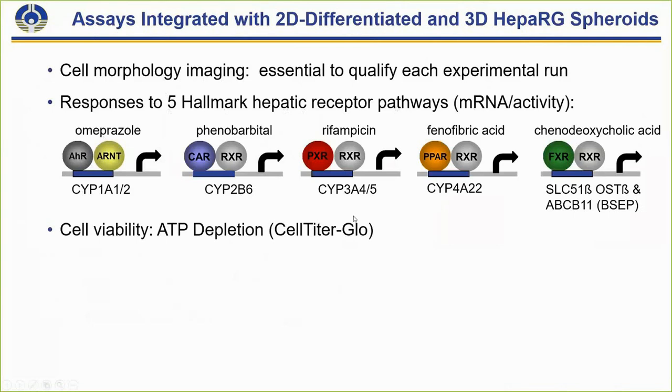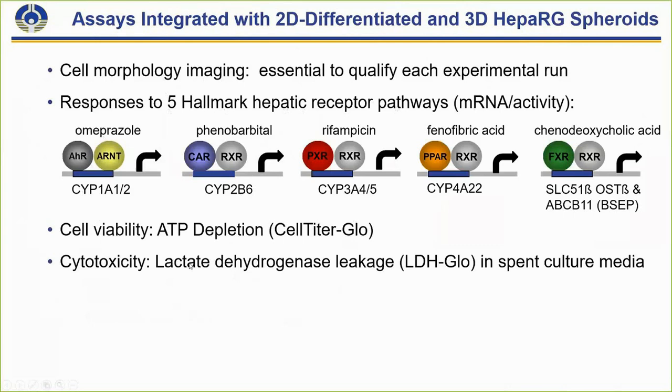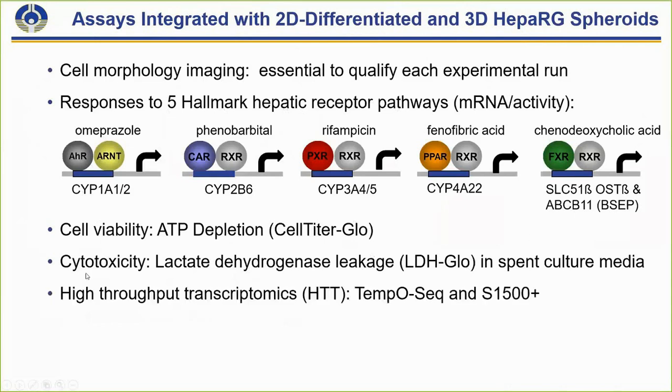We also use cell viability assays to provide context to the assay data. Cytotoxicity assays, LDH Glo in particular, has been a very effective assay, very sensitive even with one spheroid in the spent culture media, and so that allows you to move forward with the assays and not destroy your assays for doing other more complicated things like metabolomics and high throughput transcriptomics.